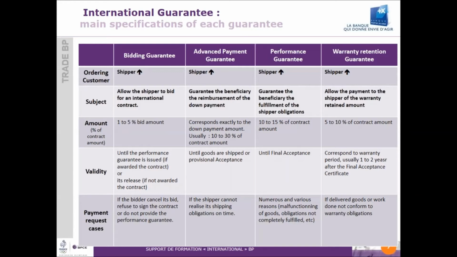The amount is usually between 5 to 10% of the contract amount, and sometimes it can also be 3%. This really depends on the contract. The validity is usually 1 to 2 years after the final acceptance certificate. And here the payment request is if the goods are not delivered or if the work has not been done so as to satisfy the contract obligation.